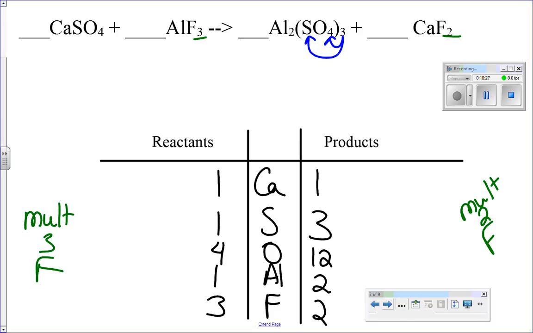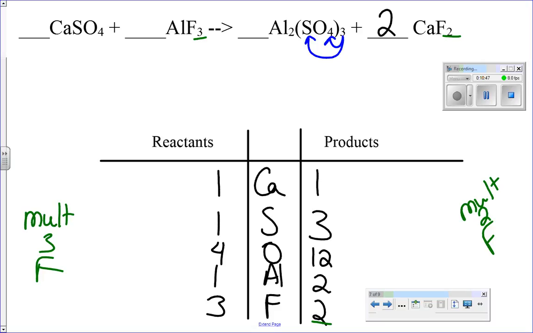This gives me a little clue that I might end up with 6 fluorines. If you didn't like what I said there and you want to just do it by trial and error, that's fine too. I know I'm going to need more fluorines because I only have 2 over here. So by putting a number in front of my fluorine over here, if I wanted to start with the number 2, I could absolutely do so.